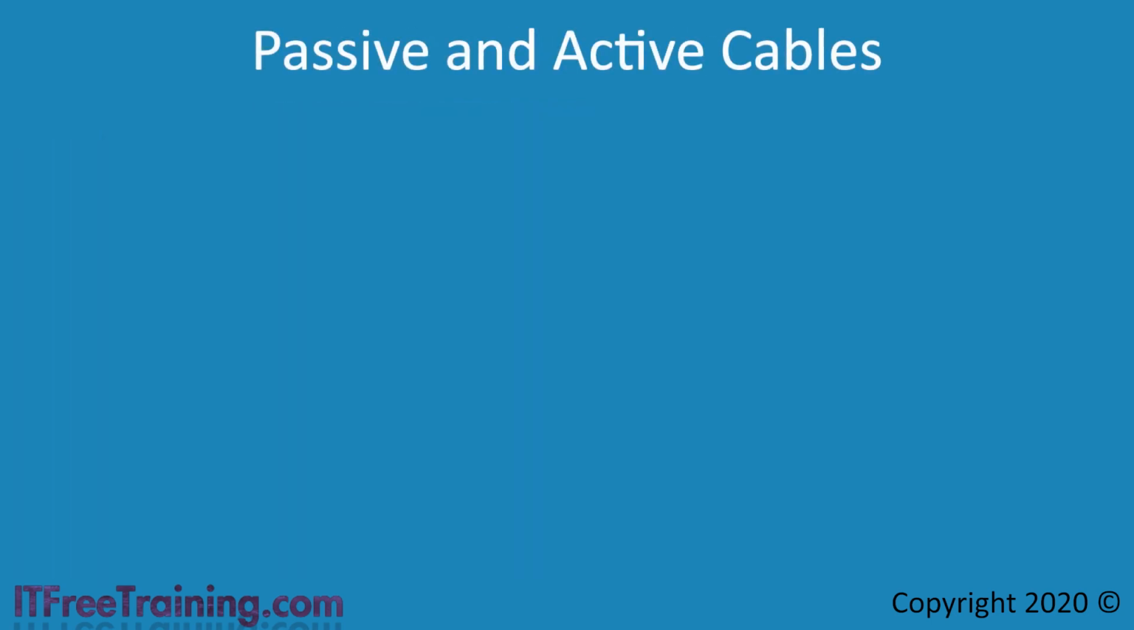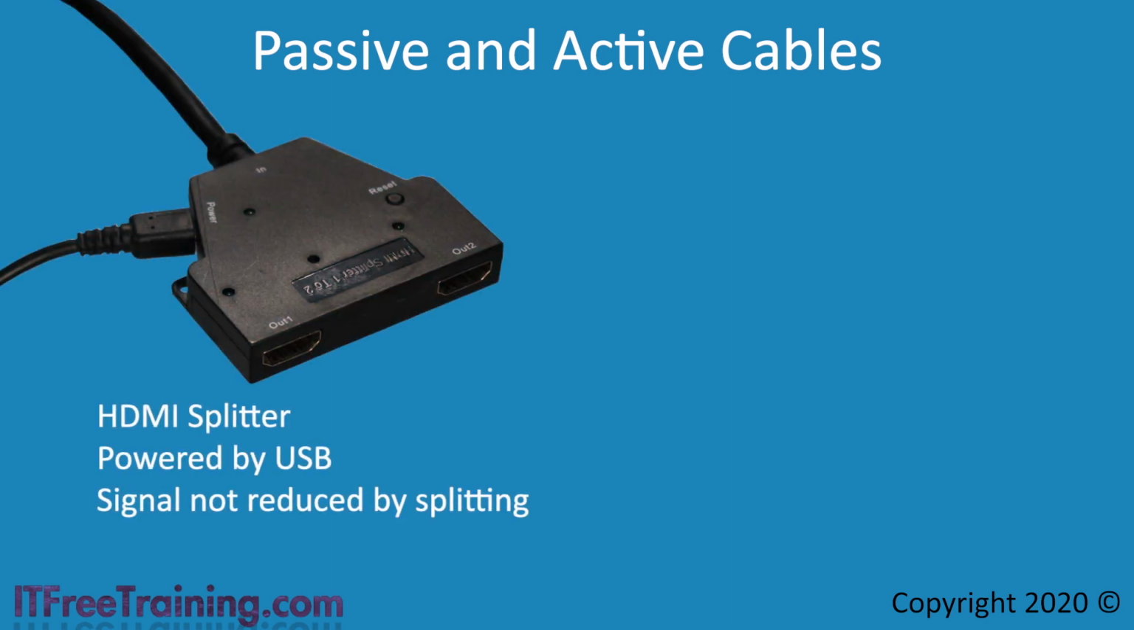Cables can also be splitter cables, that is, the signal can be divided into two. For example, this HDMI splitter divides an HDMI into two signals. The splitter recreates the signal and thus requires power to run the circuits inside it. To do this, a USB power plug is plugged into the side of the splitter. Since the signal is recreated, the signal is not reduced by splitting. This makes it more reliable, particularly when using high resolutions.